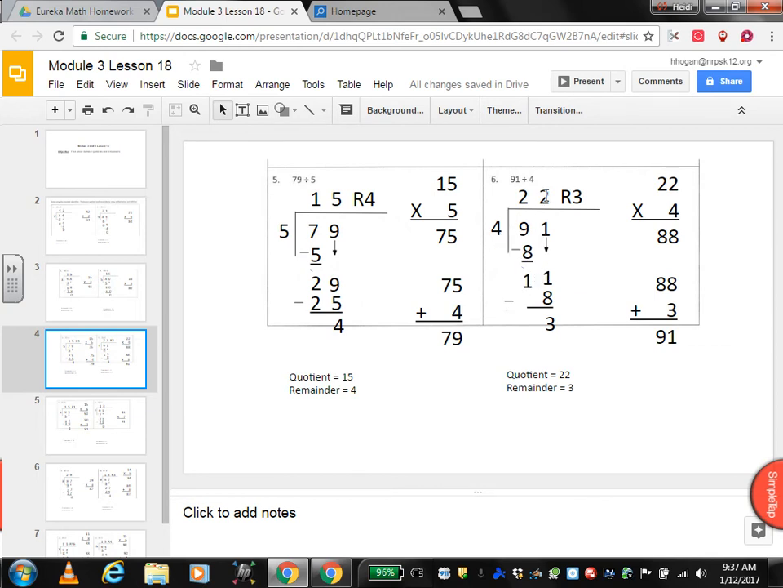11 divided by 4 is 2. Multiply. 2 times 4 is 8. Subtract. 11 minus 8 is 3. So we have a remainder of 3. Our quotient is 22. Our remainder is 3.